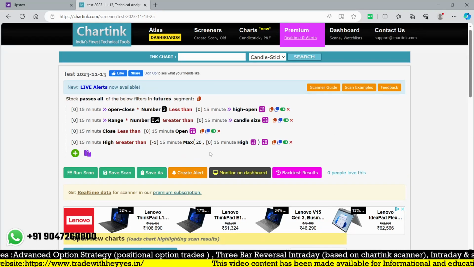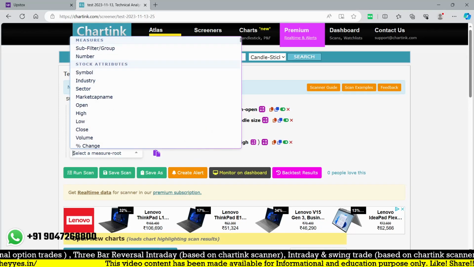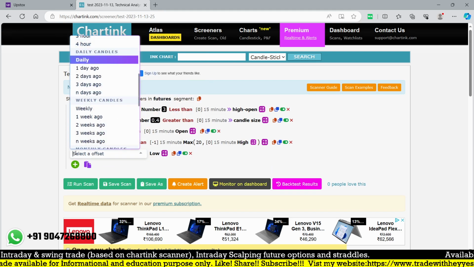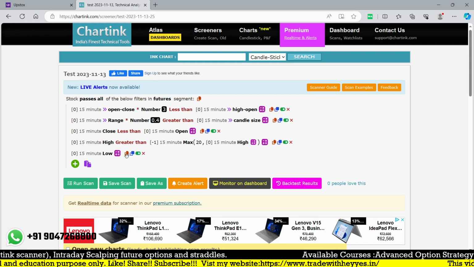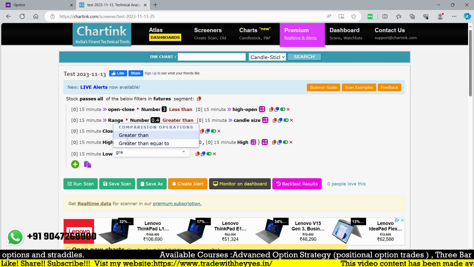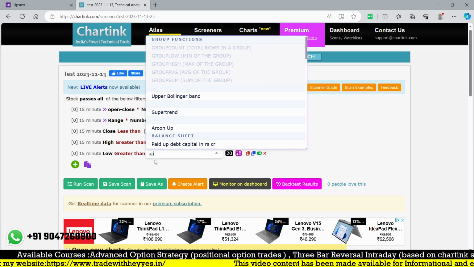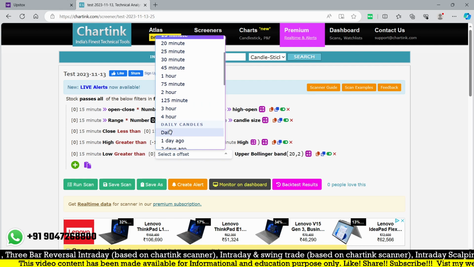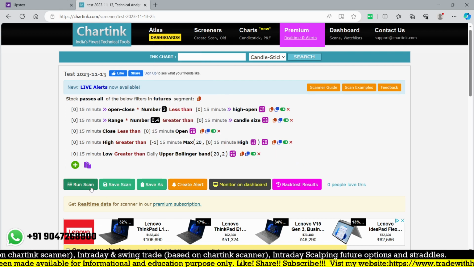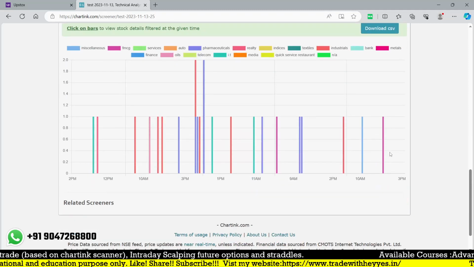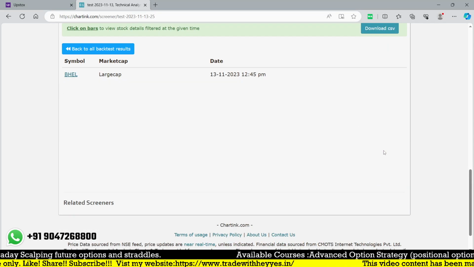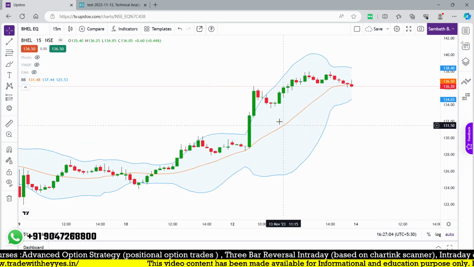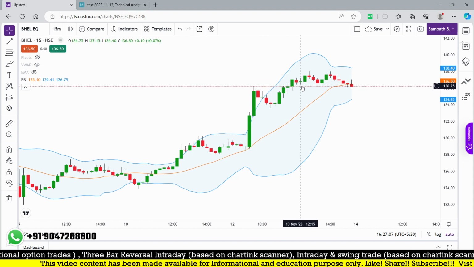So minus 1 of 15 minutes, that would also be great. And simply we can use the low of that particular 15 minutes candle, which must be greater than the upper Bollinger Band. In this case, the upper Bollinger Band we will use on a daily time frame only, not for the 15 minutes time frame. Bollinger Band is based on the daily. If I run this, we have very few scanner results today at 12:45, which is BHEL. So let me go for BHEL, whether it is working right or wrong, 12:45.